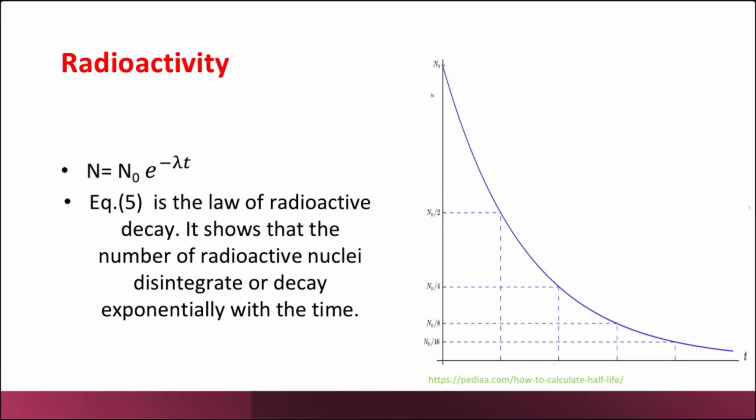Now what can we interpret from this equation? It shows that the number of radioactive nuclei disintegrates or decays exponentially with time. Simply, it means that as time increases, the number of radioactive nuclei that remain, here capital N being the number that remain at time t, goes on decreasing. So if I plot capital N along the y-axis and time t along the x-axis, I get a curve which shows the decreasing nature of the radioactive decay process. As time increases, the number of nuclei goes on decreasing.